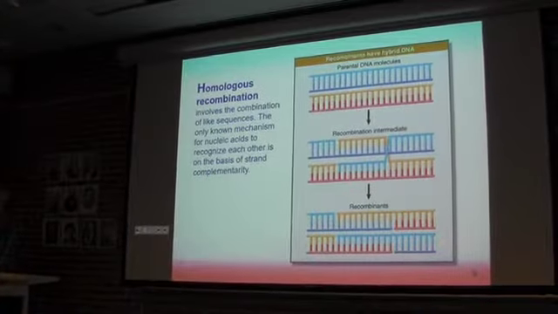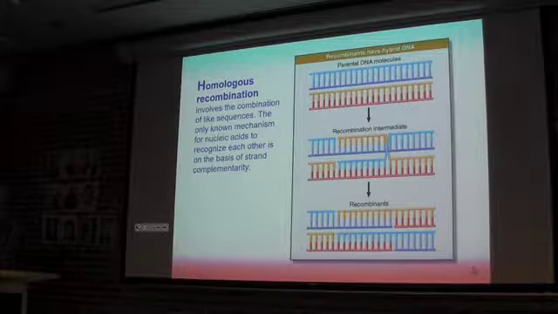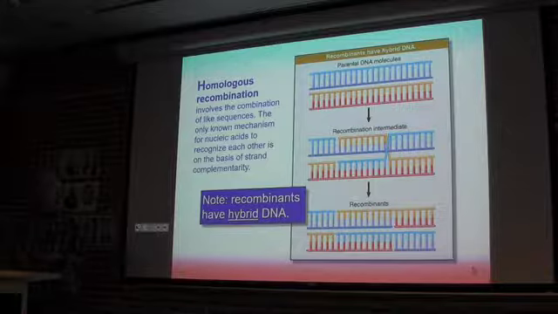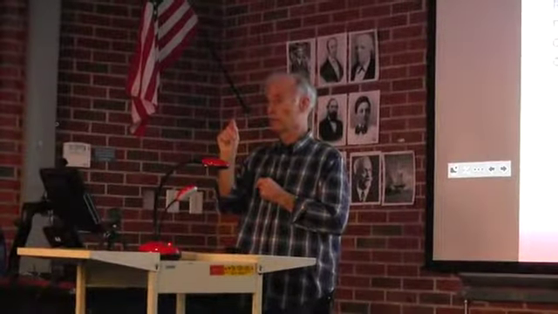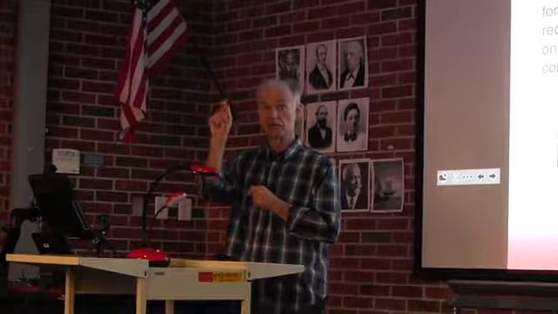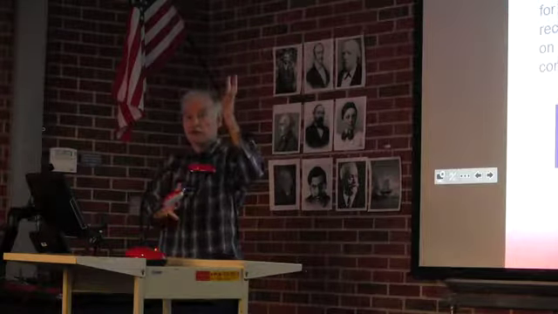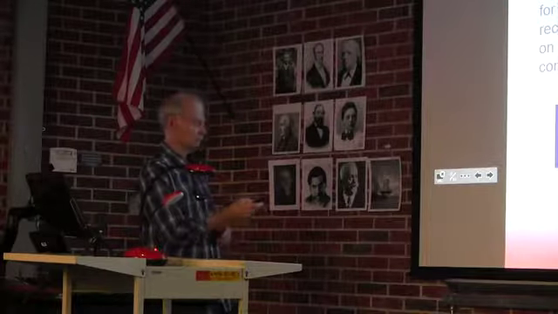So what do we have here? Bob's combination-like sequence, the only known mechanism for nucleic acids to recognize each other. Note recombinants have hybrid DNA. Whether you get crossover or patch, in both cases, there's at least that little region in there that's going to be a duplex comprised of one strand from one molecule and the other strand from the second duplex. Whether it actually crosses over their full length or not is dependent on where it cuts.